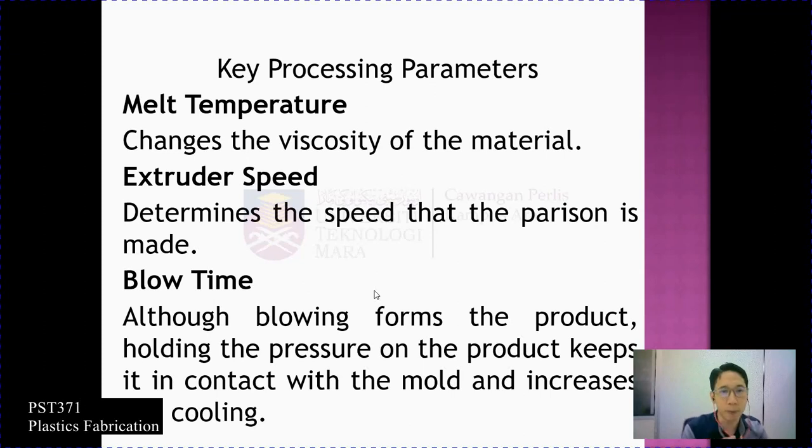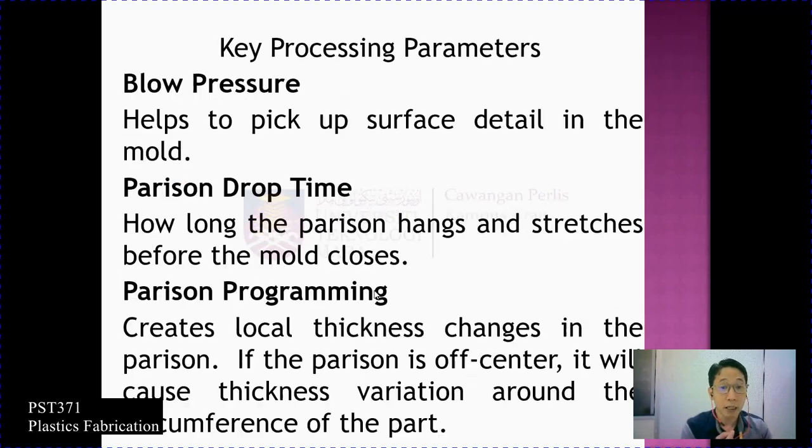And then the speed determines the speed of the parison being made. And then we have the blow time. Blowing the product and holding pressure on the product keeps it in contact with the mold, which increases the cooling. And then we have the blow pressure, which helps to pick up surface detail in the mold. If you have delicate details in your mold or cavity, you need higher blow pressure.